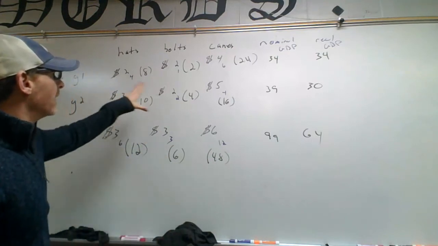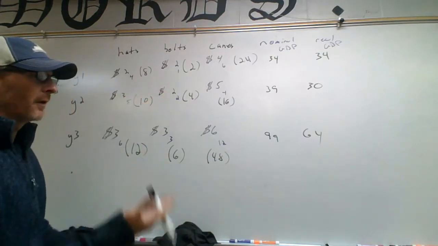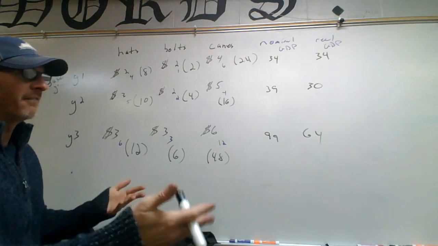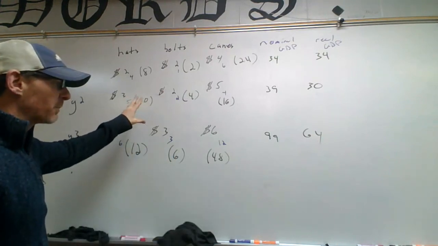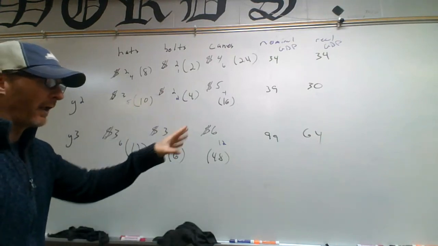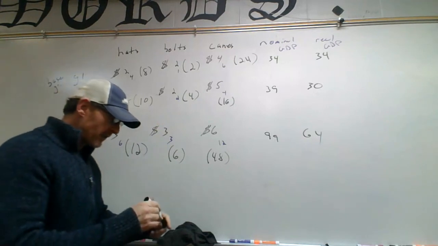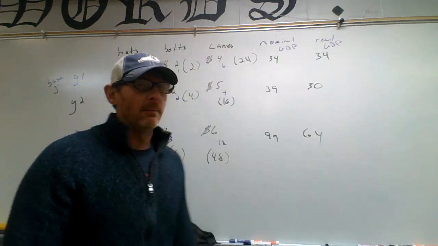So if you have these numbers, you can find prices and you can find CPI and find inflation, or you can use these prices and quantities to find nominal and real GDP. All right, so watch this a couple times if you need to, but make sure you know it.